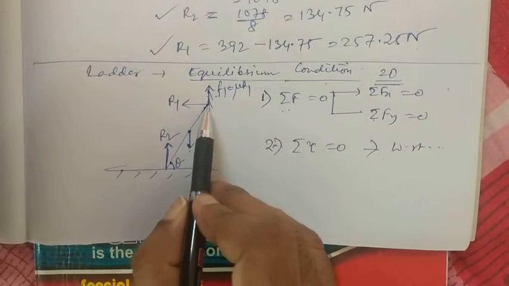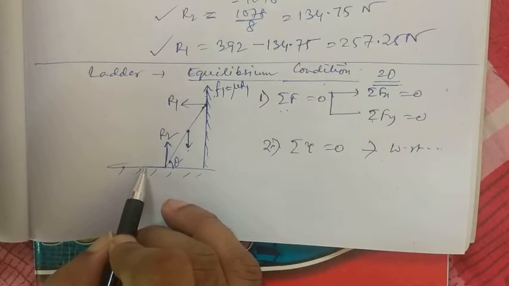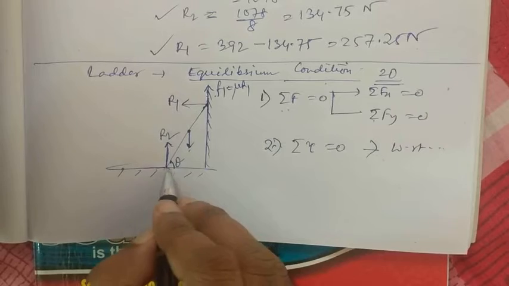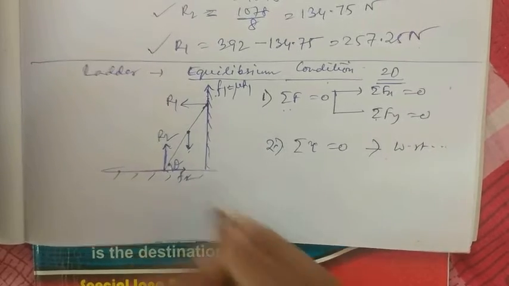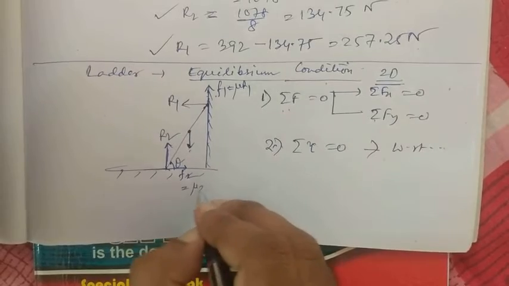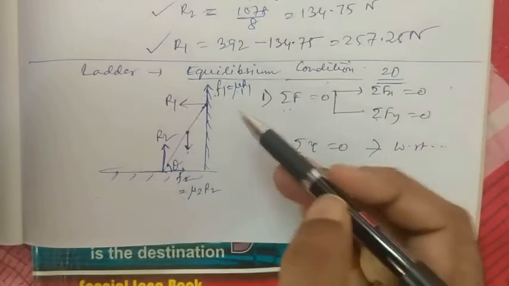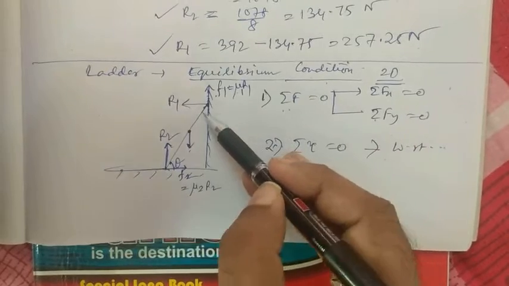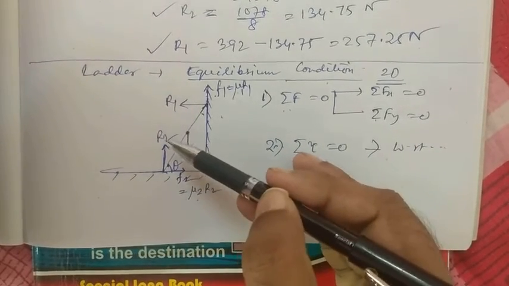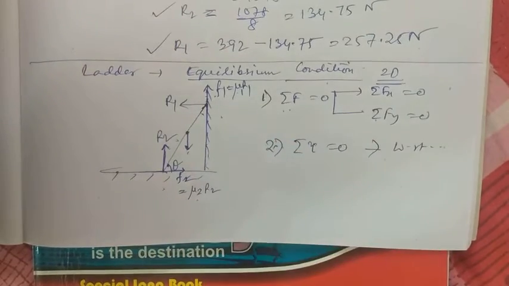Similarly, if this tip tries to move downwards, this end will move in the leftward direction. So if this end moves in the leftward direction, the frictional force acting here will act in the inward direction. That is, F2 is equal to mu2 R2, where mu1 is the coefficient of friction of the ladder and the wall, and mu2 is the coefficient of friction of the ladder and the floor. So these can be the kind of forces that can act on the ladder.